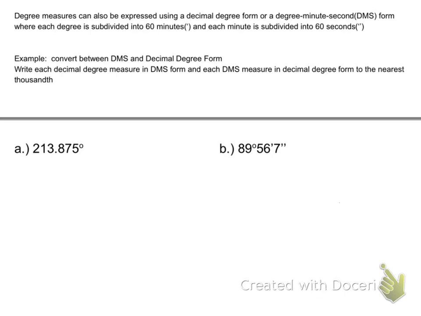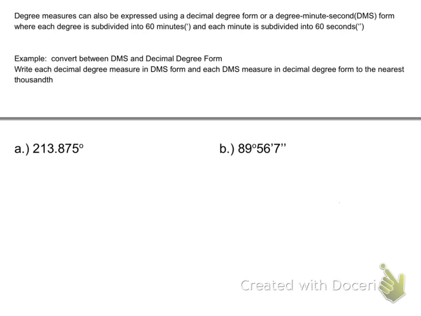So what we're going to do today is switch from one form to the other, back and forth. That's our first job today. We need to convert between DMS and decimal degree forms. So let's do that. The first one's in the decimal degree form. I need to switch it to degrees, minutes, seconds. How you read this one is 89 degrees, 56 minutes, 7 seconds.